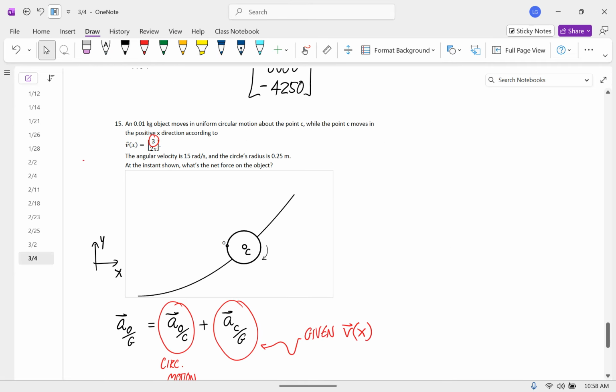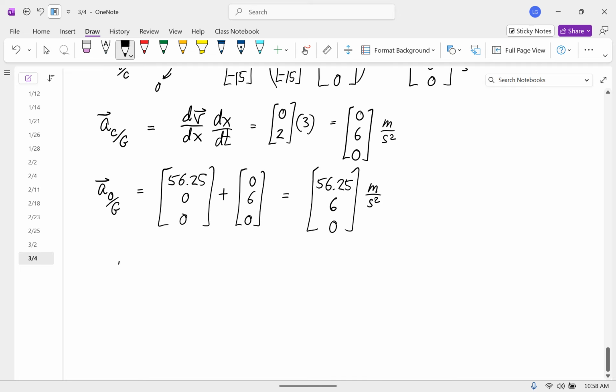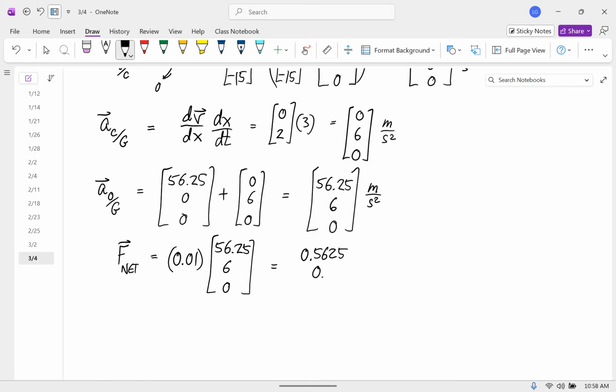And then the last thing, it asks for the net force. So we just have to multiply by the mass. So F net is equal to the mass of 10 grams or 0.01 kilograms times the acceleration, so this is 0.5625, 0.06, 0 in newtons.